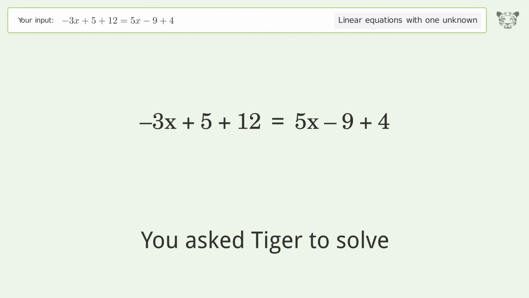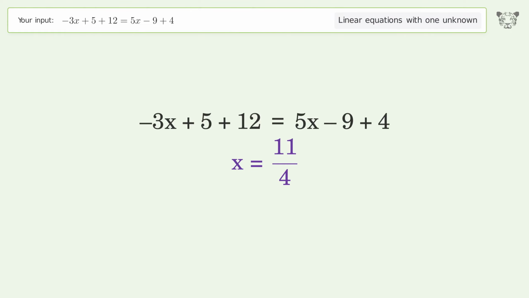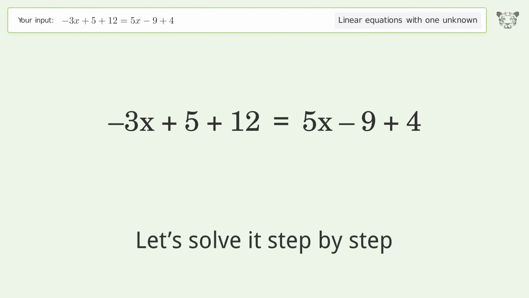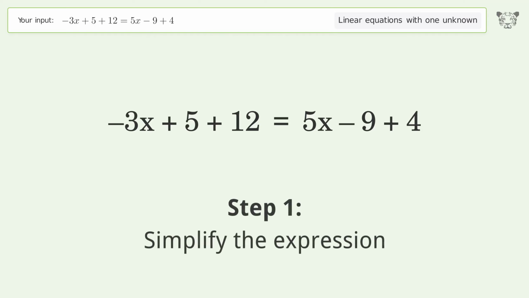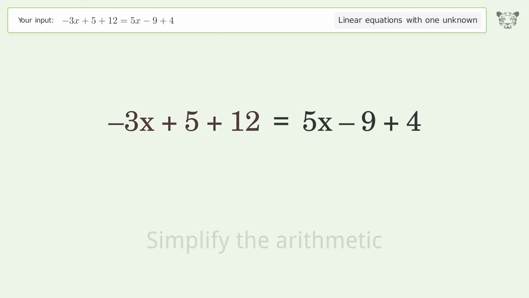You ask Tiger to solve this. This deals with linear equations with one unknown. The final result is x equals 11/4. Let's solve it step by step. Simplify the expression. Simplify the arithmetic.